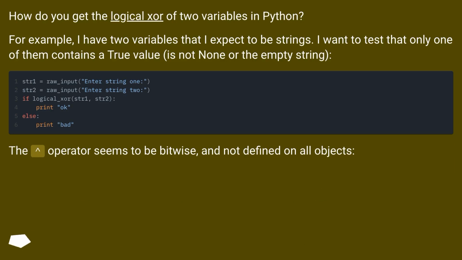For example, I have two variables that I expect to be strings. I want to test that only one of them contains a true value, is not None or the empty string. The ^ operator seems to be bitwise, and not defined on all objects.